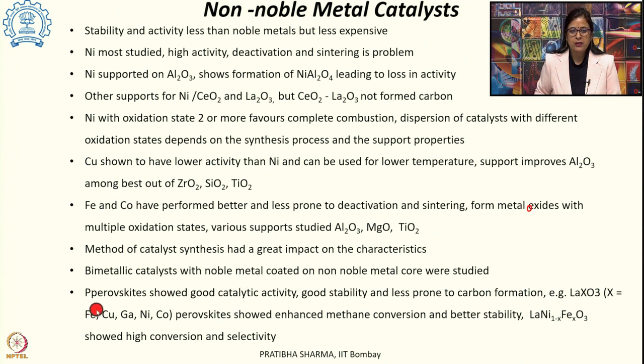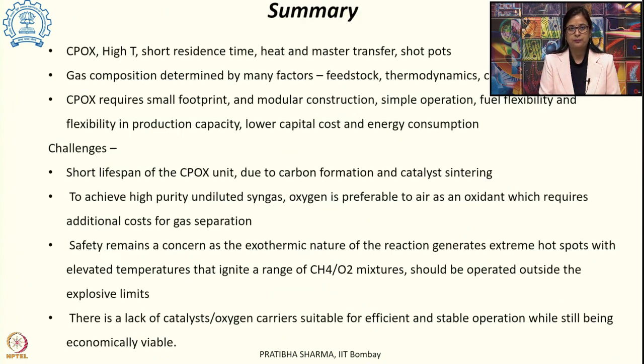Other catalysts like perovskites also show good activity and stability, and they are less prone to carbon formation. In the ABO3 structure, with La in the A position and iron, copper, nickel or cobalt in the B position, they have good catalytic activity and show good conversion as well as selectivity.